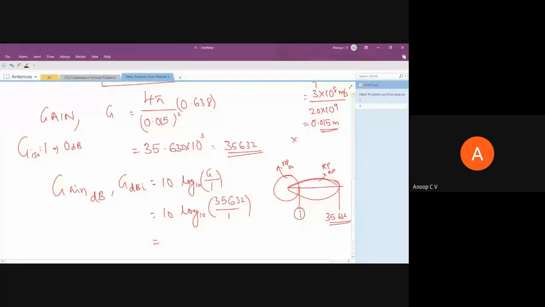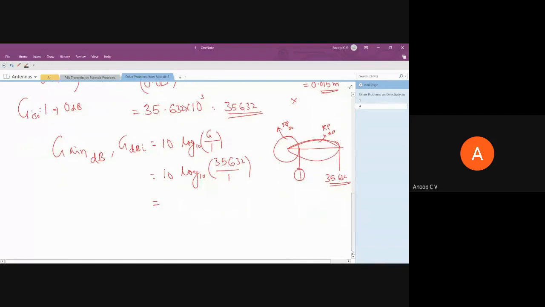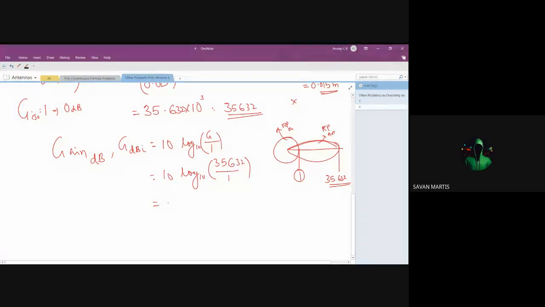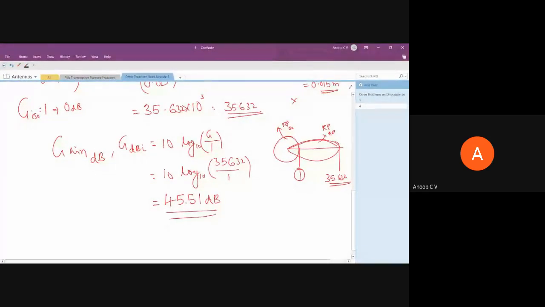What is the answer? Please tell me. So what is the answer? 10 log to the base 10 of 35,632 is 45.51 dB. Right, that's it. That is the final answer. That is how we find gain in dB.